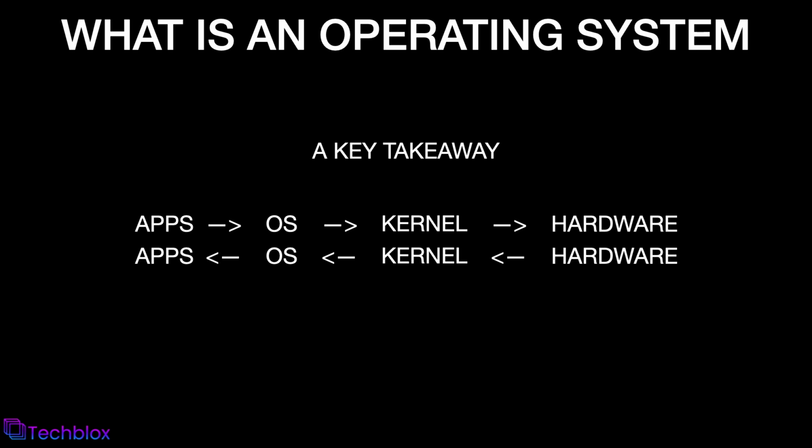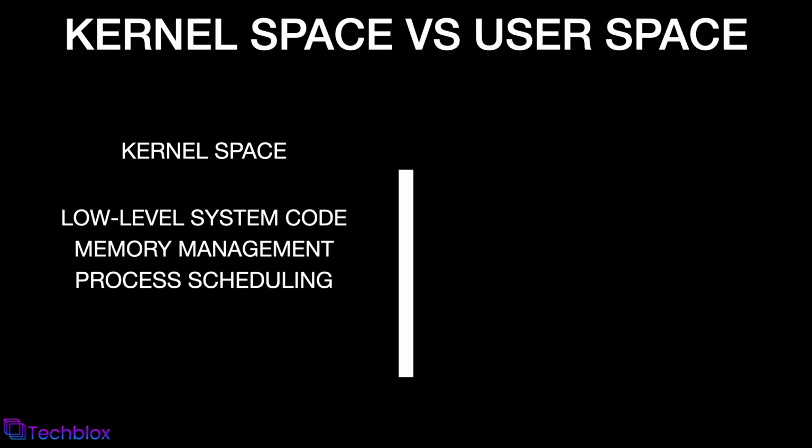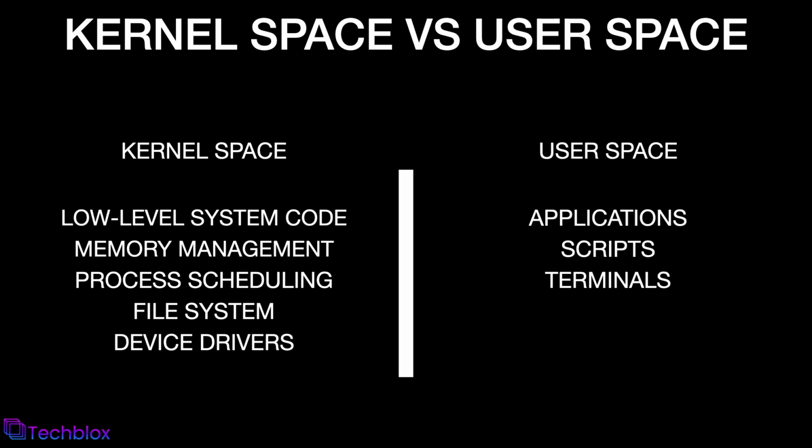Let's break this down further. Linux systems are divided into two major areas, kernel space and user space. Kernel space is where the low-level system code runs. This includes memory management, process scheduling, file systems, and device drivers. User space is where your apps, scripts, terminals, and services run. The two communicate using system calls. When a user space program wants to do something privileged, like read a file or open a network socket, it requests it through the kernel.